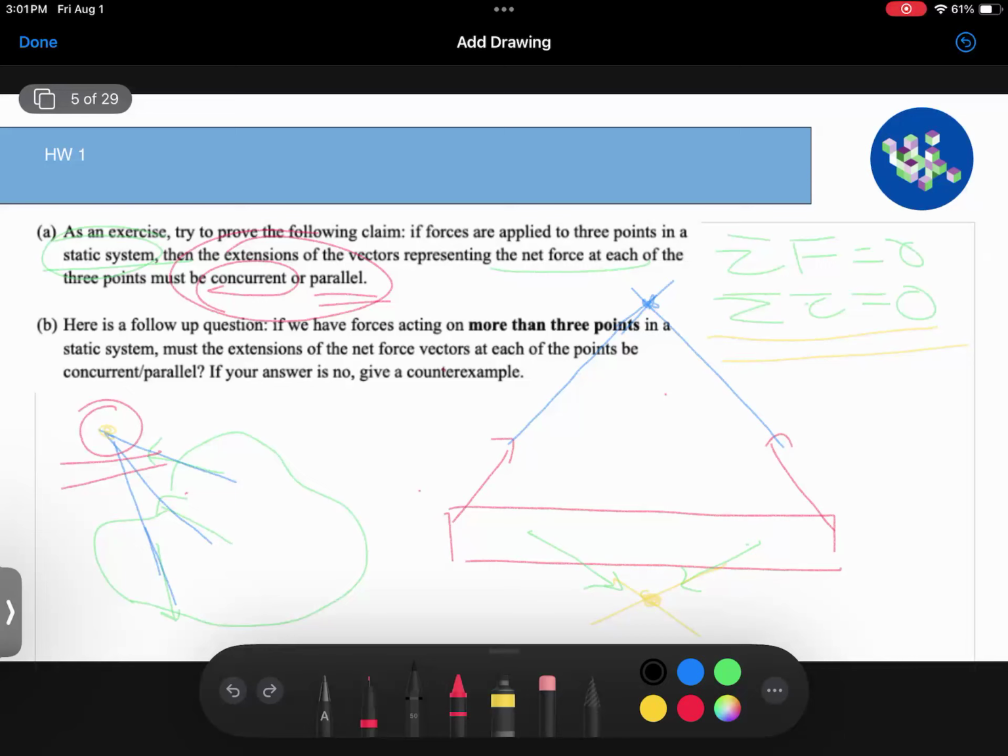Two of them are concurrent and the other two are concurrent, but they're not all four simultaneously concurrent, which means that this theorem does not apply when we have forces acting on more than 3 points. So the answer is no. No is the answer to part B. Does that counter example make sense?